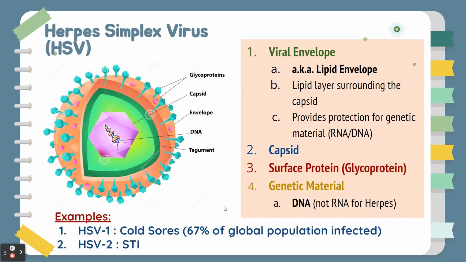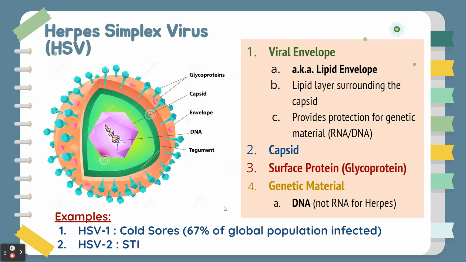All right, next we have HSV, herpes simplex virus. And HSV is important due to its prevalence, especially HSV1, which causes cold sores. It's estimated that 67% of the global population is infected with HSV1, many of whom do not realize they're infected. Regarding HSV, there are 4 structures you need to be familiar with.